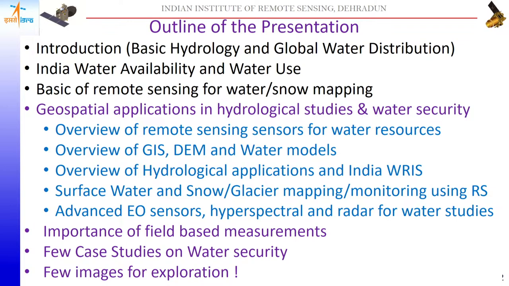So in the outline of this presentation, we'll discuss some basics about hydrology and water distribution, and the water availability and its use scenario in the Indian context, and a few slides on the basic fundamentals of remote sensing: how open water bodies or the solid form, in the form of snow and glacier, look in a satellite image, both in traditional optical remote sensing and also in radar remote sensing.